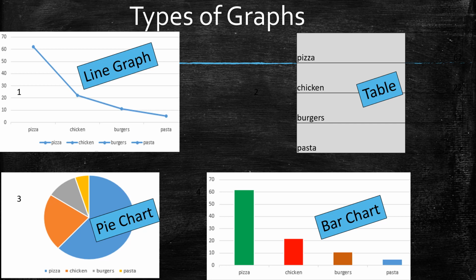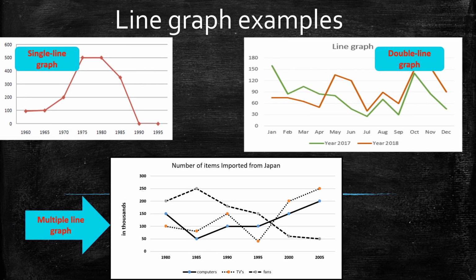Now let's look at different types of line graphs. In picture 1, you can see single line graph. You see there is only one line visible here. The second graph is a double line graph. You see only two lines here, okay? And the last one is a multiple line graph with more than two lines.